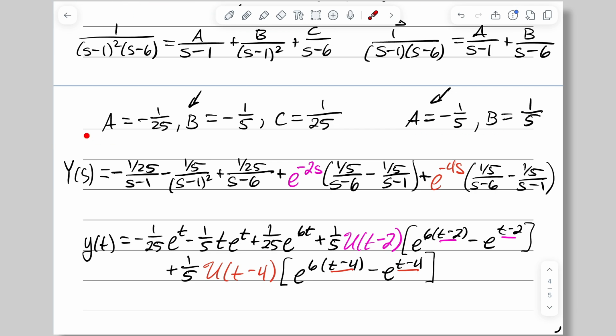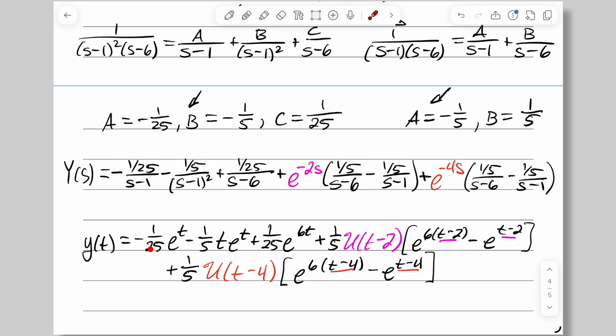After finding our constants for both of these processes, we get that y of s is equal to negative 1/25 over s minus 1 minus 1/5 over s minus 1 quantity squared plus 1/25 over s minus 6. Moving on, plus we've got an e to the negative 2s times the quantity 1/5 over s minus 6 minus 1/5 over s minus 1, and then plus e to the negative 4s with an identical set of parentheses there.